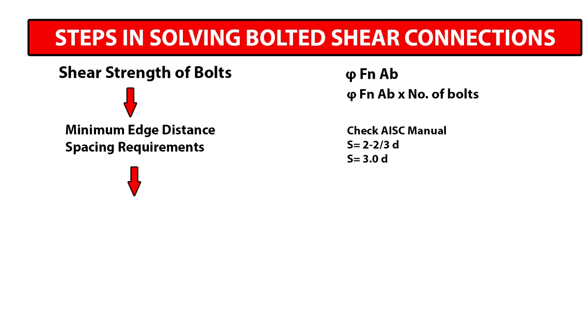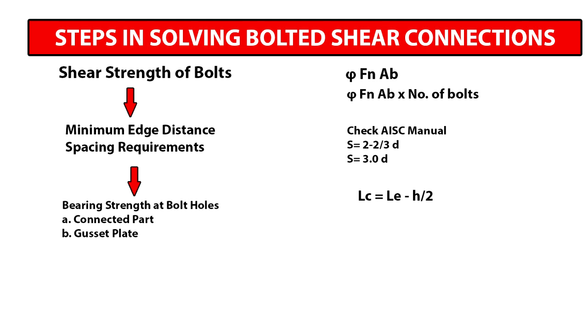For step 3, check for the bearing strength at bolt holes. So there are 2 bolt holes. We have the bolt holes in the connected part and the bolt holes in your gusset plate. Under the bearing strength for bolt holes, check for your Lc or your clear distance. So we have Lc is equal to Le minus h/2, where Le is your distance from your edge to the center of your bolt.